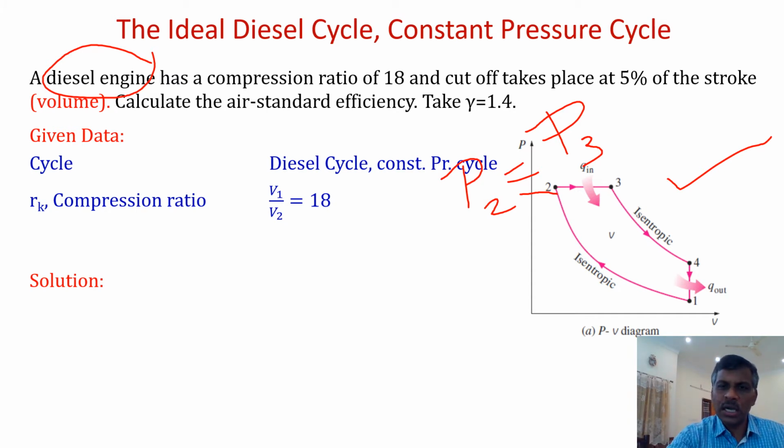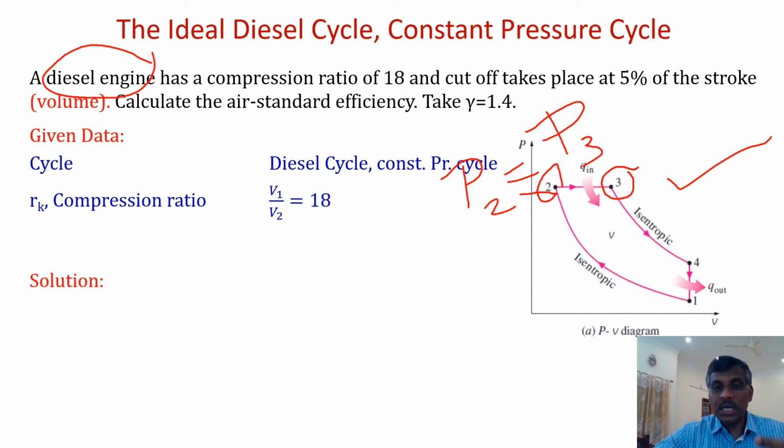So fuel injection starts at 2 and ends at 3. So 2 to 3 is your cutoff volume. So cutoff volume is V3 minus V2. That is the volume. So that volume is 5% of stroke. They put it as stroke. Don't think it is a stroke length. That is a word which is very much used, but context-wise you should understand the meaning of it. So here the cutoff volume is 5% of stroke volume. That is the meaning here.